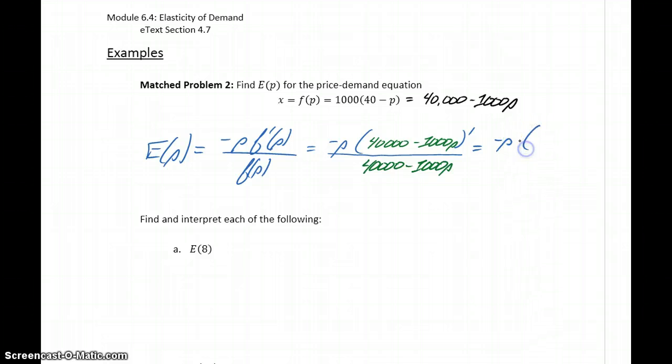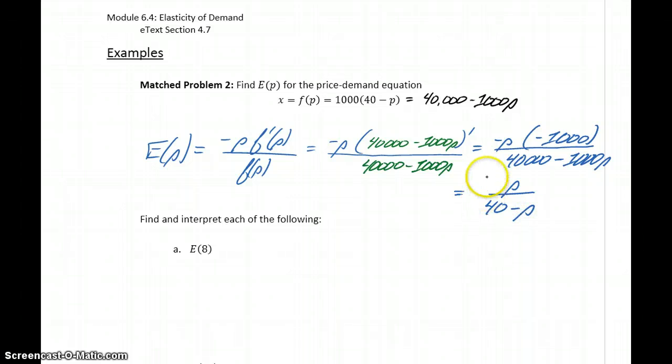So this will be negative p times the derivative of all this, which will just be negative 1,000. And then simplifying, we could factor 1,000 out of the denominator. Simplify that a little bit. This would reduce down to p over 40 minus p. So this is our elasticity function.